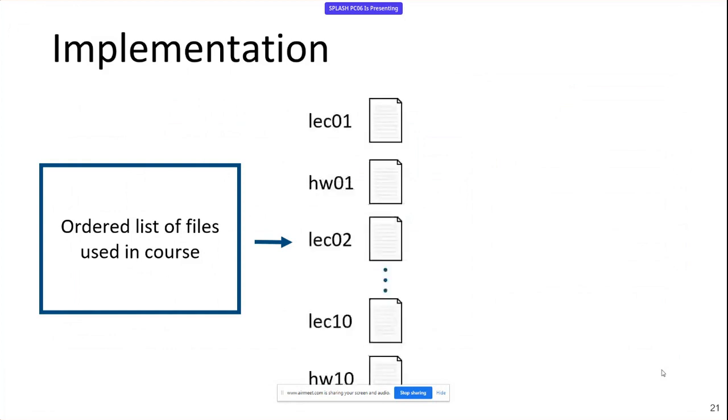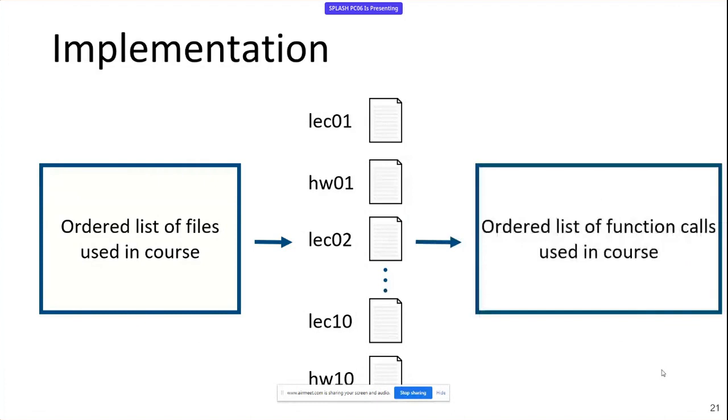And what Codehound will do is take the code used in all of these files, and it will parse the code into a concrete syntax tree and pull out all the method calls that are used within each file. And what that gives us is an ordered list of function calls used in the course.